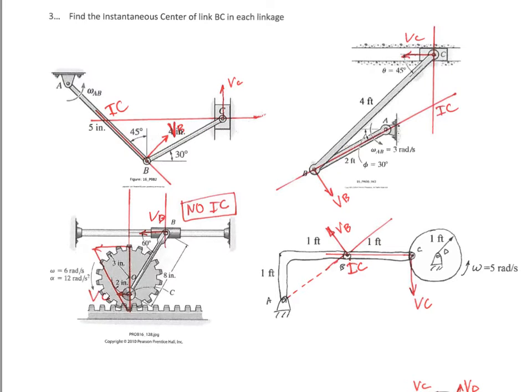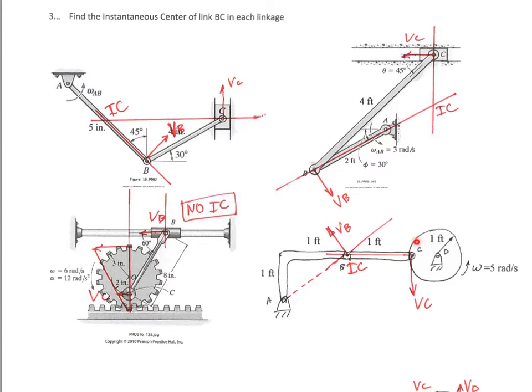This one is a little more subtle. This wheel is rotating in this direction, which means it is actually moving in this direction. So you can put a velocity profile here. This is the instantaneous center of the wheel. It's not the instantaneous center of this link, and that's what we were looking for. But at any rate, we can identify that the velocity of c is going in this direction, and the velocity of b is going in that direction. Drawing perpendicular lines, we can see that there is no IC.